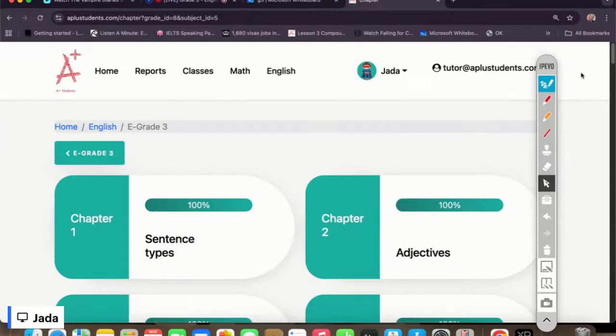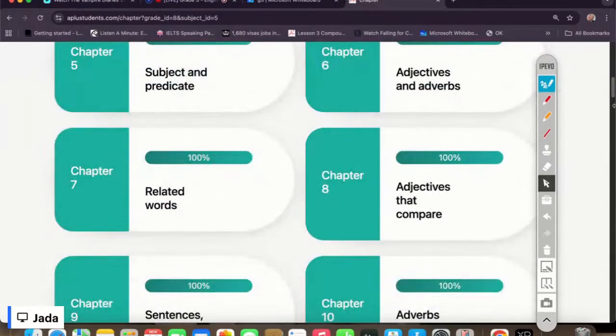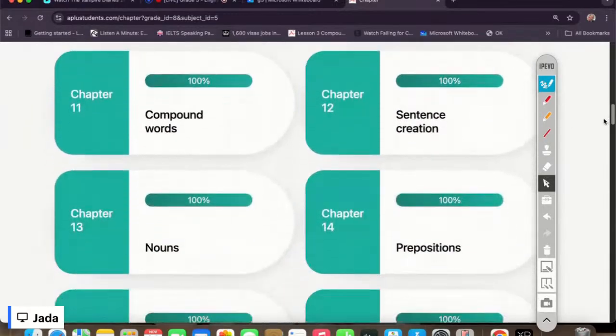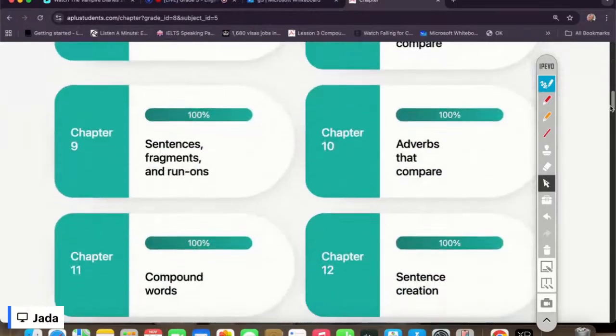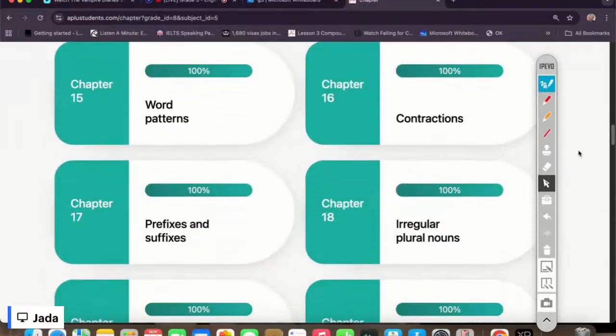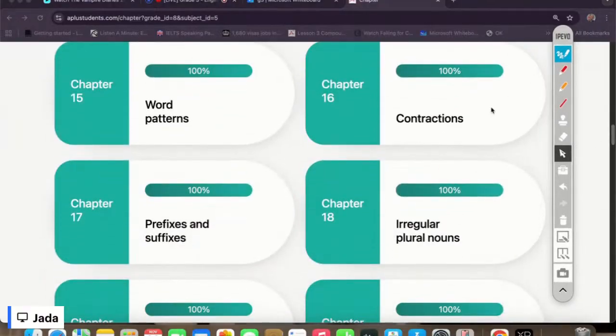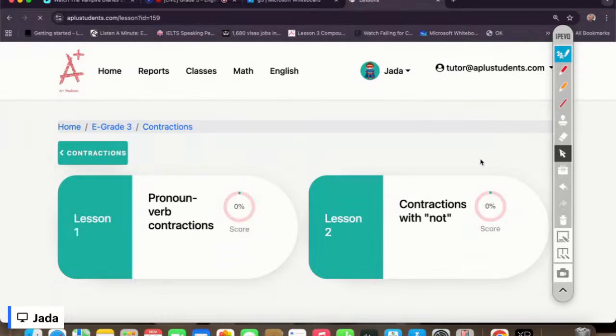Alright, so this is grade 3. Then we move on here to contractions. So over here you have all the chapters under the grade 3. So we'll just scroll down until we find contractions. Alright, so under contractions we have pronoun verb contraction, contractions with not.